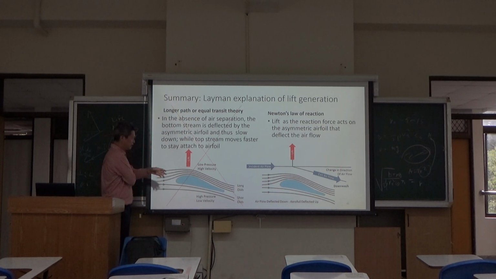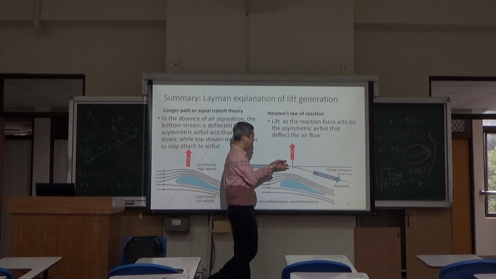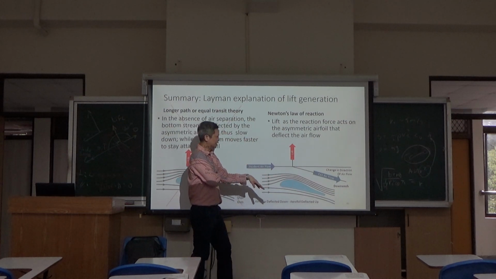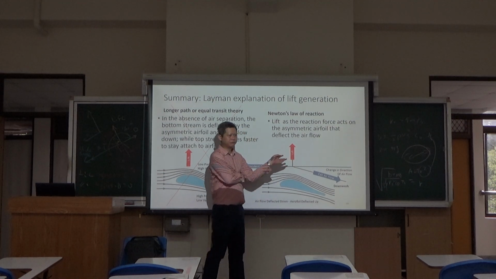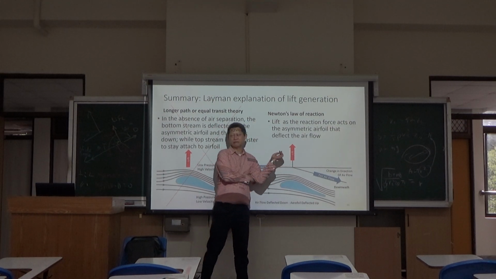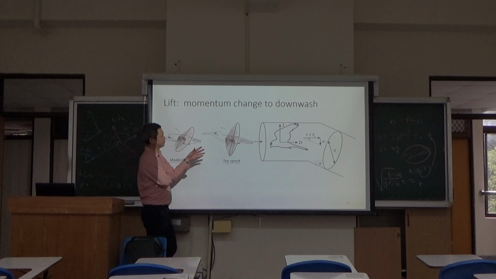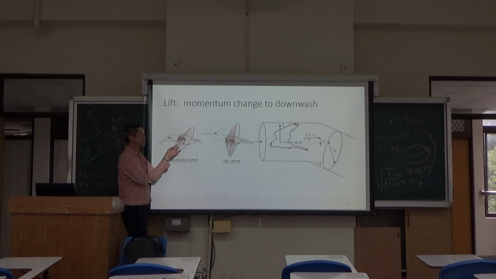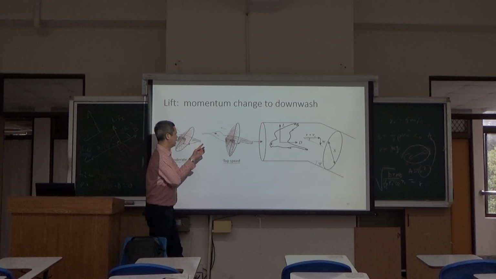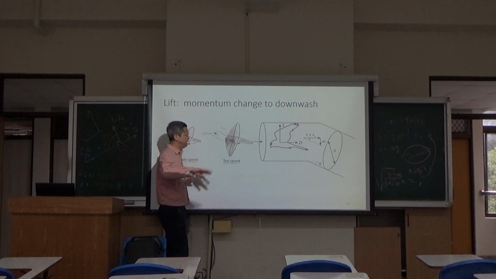Before that, we learned about the Bernoulli longer path theory, but that's not right. The method of explaining lift generation is that the airfoil will deflect the airflow downward, and the deflected airflow will have a counter reaction force acting on the airfoil, that is the lift force. This is more practical. If you now look at the flight of a bird, the bird is always changing the wing stroke when they are flying. The wing stroke is just sweeping the air backward.